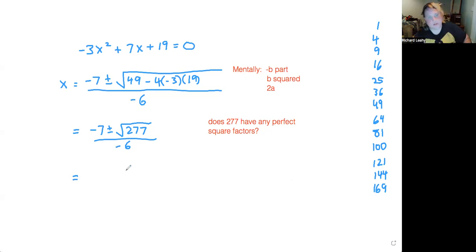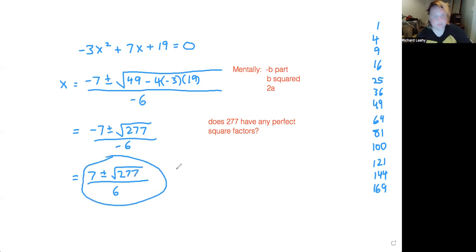The last thing we should do though is fix the negatives. So -7 over -6, that makes these positive. Now, if you flip this sign, it's still the same sign, it's plus or minus. So you just leave it like that. In this case, this is actually 2 solutions, but you can express it as one thing. There we go, that's your final answer.